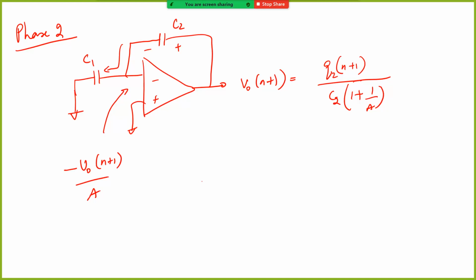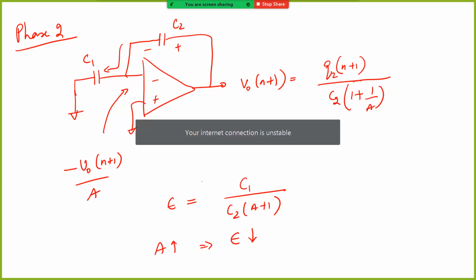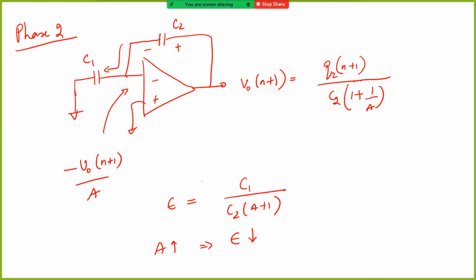Okay. So in other words, you can kind of derive this. It is fairly simple. So the error that you get can be written as C1 by C2 into A plus 1. Okay. So as A increases, your epsilon or the error decreases, right? And therefore, in order to reduce this error, you have to make sure that this gain is as high as possible. Now, if you just derive with this, you will get a value of A, and usually it turns out that that value of A is not very strict.